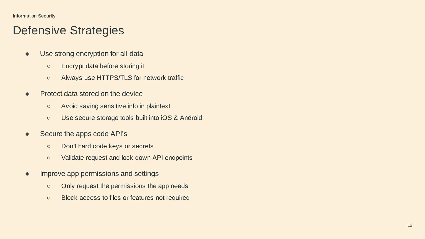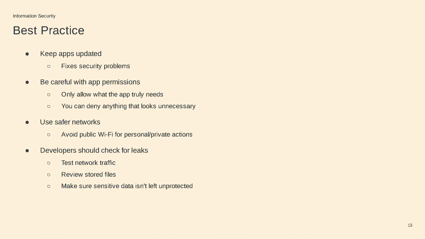Next, best practices. Keep apps updated. Keeping apps updated is very important. Each update will help fix security problems and remove weak points. Be careful with app permissions. Apps should only get the permissions they actually need, and if a permission doesn't make any sense or seems unneeded, deny it. Use safer networks. Avoid using any public Wi-Fi when doing sensitive things online.